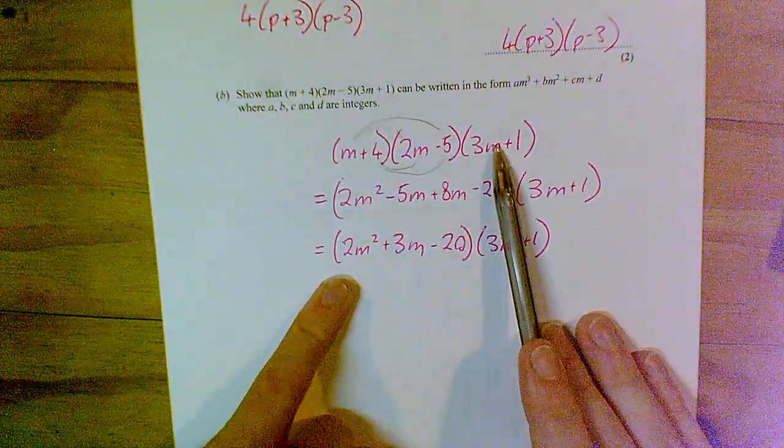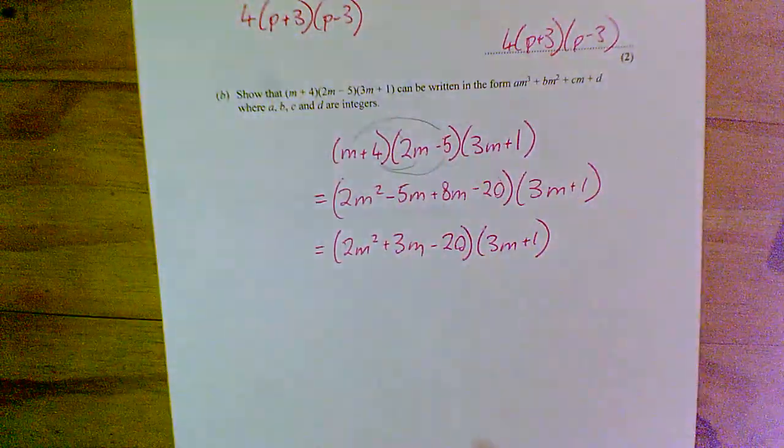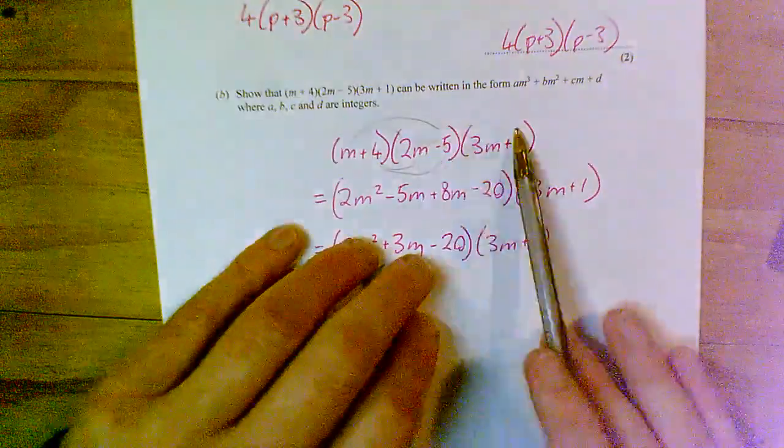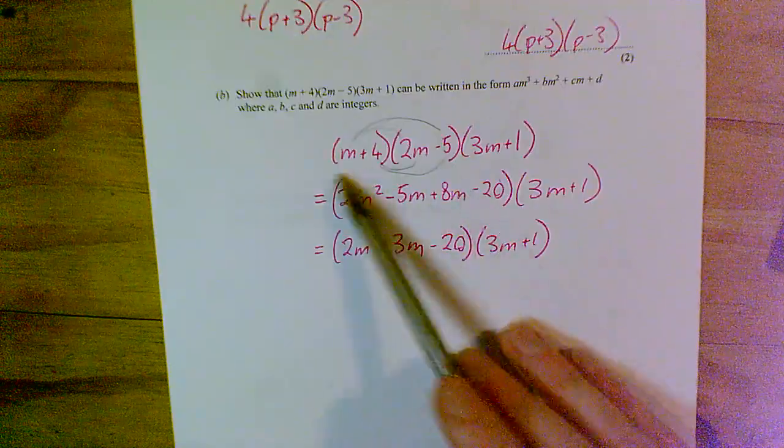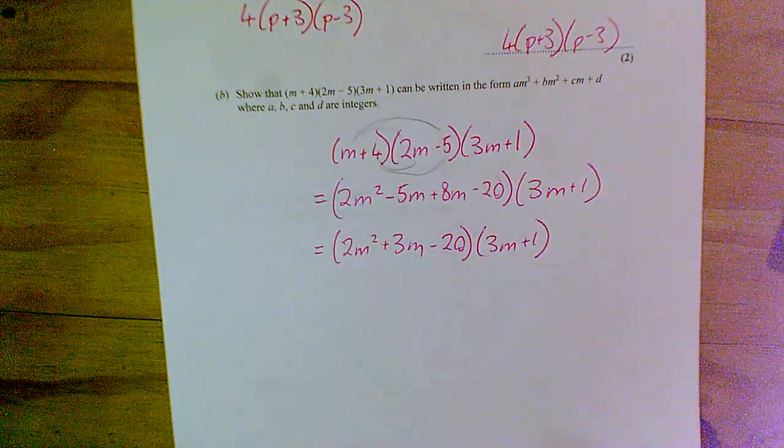You could have done the other one first as well. It doesn't matter what order you do it in, you'll always end up with the same answer at the end, and the mark scheme allowed for you doing things in different orders. Now this was 3 marks. The first was for correctly expanding one of the brackets.